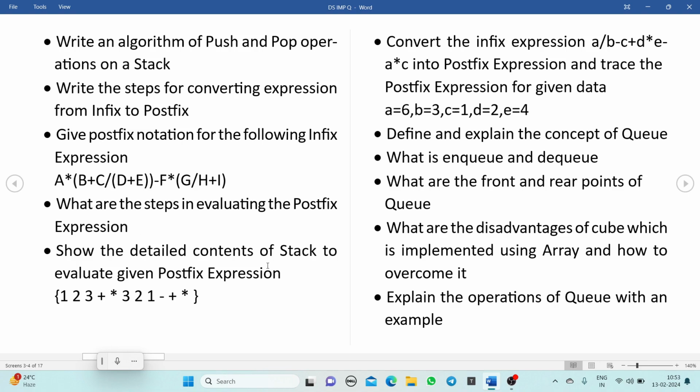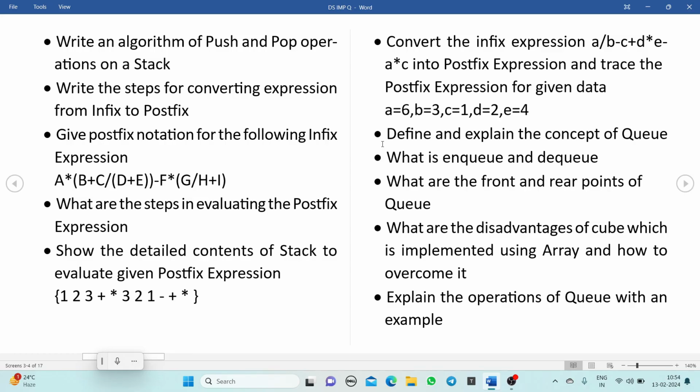Show the detailed contents of the stack to evaluate the given postfix expression, and convert the infix into postfix expression and trace the postfix expression for the given data. So these are the topics from the stack. Such types of questions may be asked in the examination. If you remember how to evaluate the postfix expression and the infix expression, converting from postfix to infix, and converting from infix to postfix, if you just know the steps, then you can write the answer for any given problem.